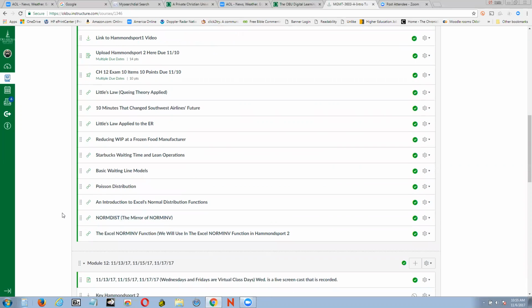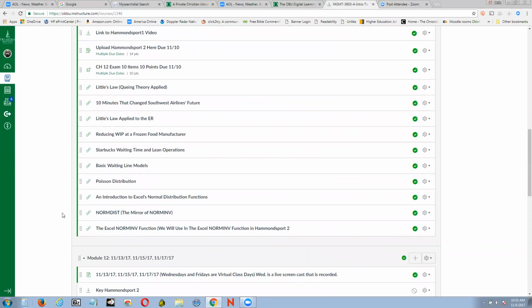I've got some resources here about waiting line models, Poisson distribution, and using the norm inverse function, and we're going to be using it in Hammond's Port 2. So we've got some good resources here, and I am starting a little bit early.